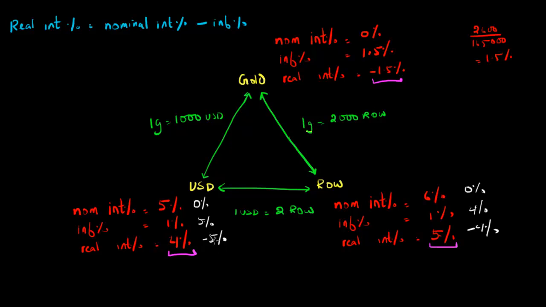So in this case, where the real interest rate across the world is negative 5%, you'd expect a lot of money from the US and the rest of the world to go into buying gold. And all this money flowing into buying gold would likely change the exchange rate between gold and the US dollar. And it might change it so that 1 unit of gold then becomes equal to 1,500 US dollars.